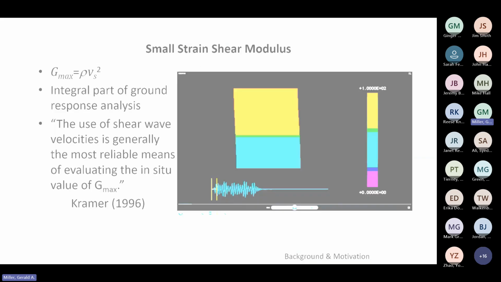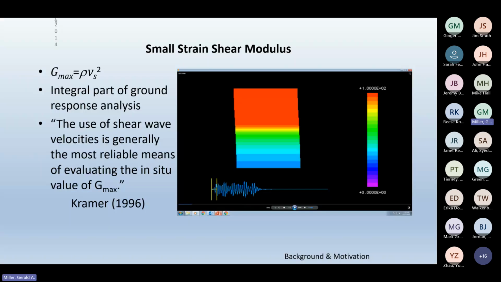The other is that seismic velocity can be used to estimate the small strain shear modulus, which is incorporated into ground response analysis, such as using program SHAKE, where you're trying to determine how the ground is going to respond to seismic excitation. So those are the two primary reasons that motivated this work. So what were our goals?